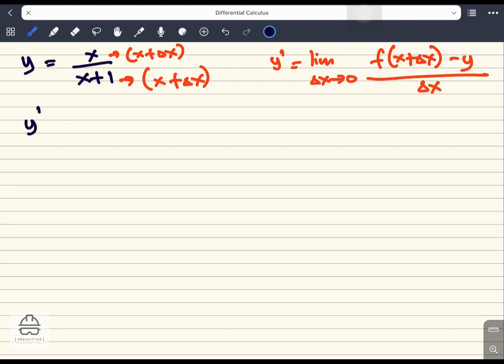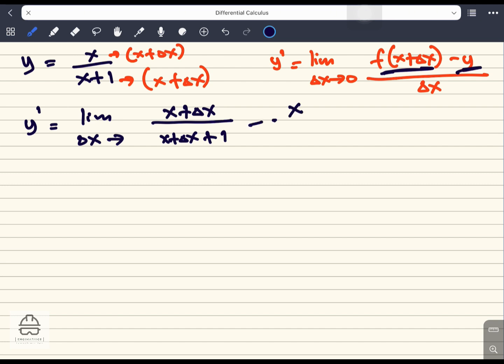That would be y prime is equal to the limit as delta x approaches 0. Okay, we will solve first for our function of x plus delta x. That would be x plus delta x divided by x plus delta x plus 1, minus our y, x divided by x plus 1, all divided by delta x. Okay, so what we will be doing here is focus tayo dito sa numerator muna. So let's focus on our numerator. We will be using the butterfly method or the cross multiplication.